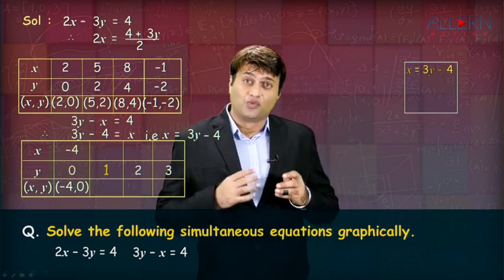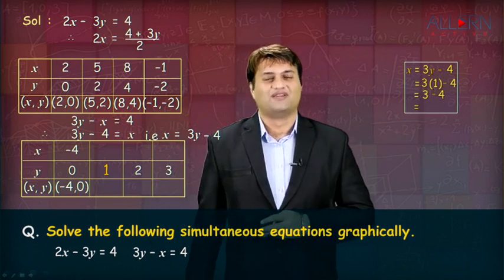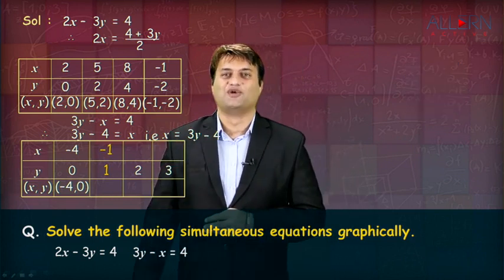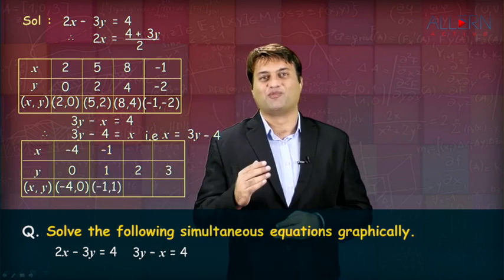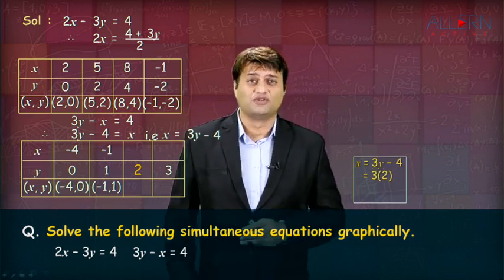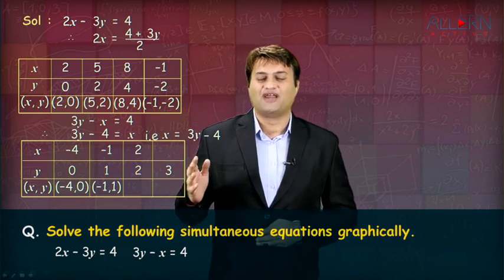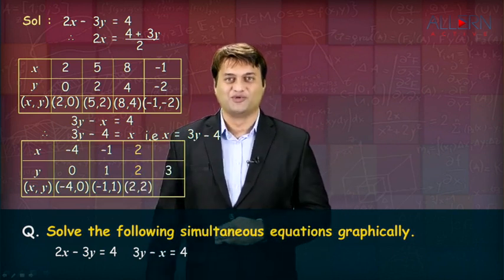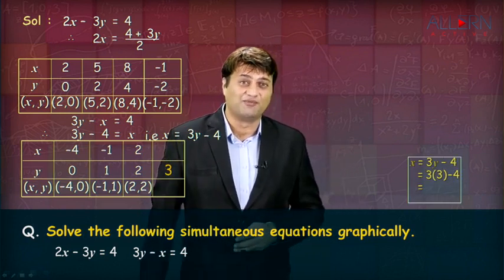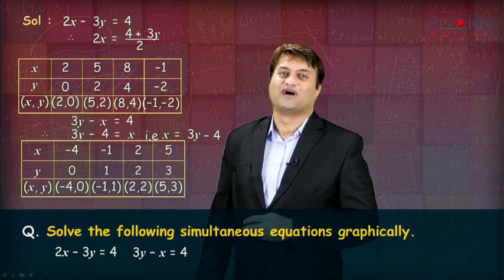Now when y is equal to 1, let's see the calculation. You get x is equal to 3 into 1 minus 4. That's 3 minus 4, which is equal to minus 1. So when y is equal to 1, x is equal to minus 1. The point is minus 1 comma 1. When y is equal to 2, x is equal to 3 into 2 minus 4, that's 6 minus 4, which is equal to 2. So when y is 2, x is 2, the point is 2 comma 2. And when y is equal to 3, x is equal to 3 into 3 minus 4, that's 9 minus 4, which is equal to 5. So the point is 5 comma 3.